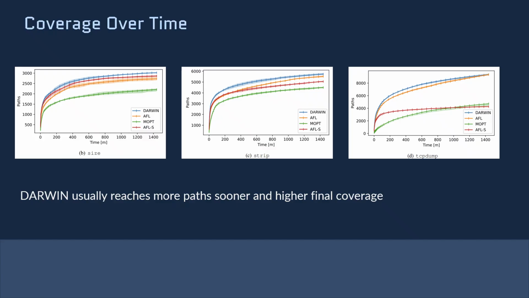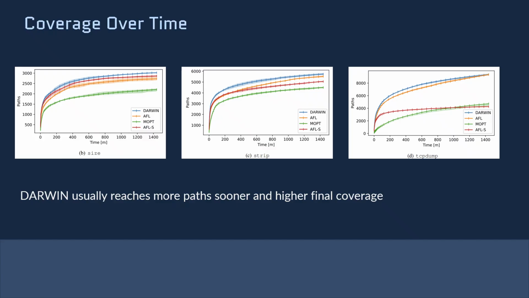The key pattern in these plots is that Darwin often has a steeper early climb, meaning that it discovers new behavior faster, and it has a higher final plateau, which means it ends up exploring more of the program than these other techniques. So if you look at these graphs, you can see Darwin is the blue, and it's often off to a much faster start in the beginning, and it ends higher on average than the other techniques.